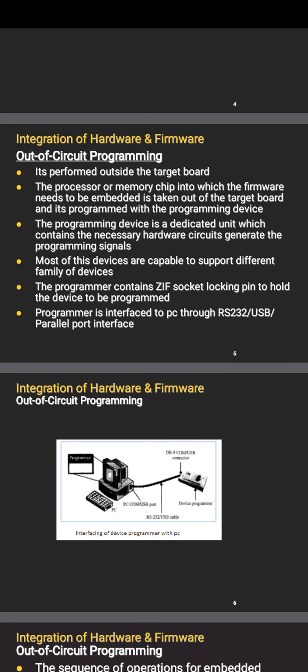The software which we need to embed into the hardware is inside this computer, and this computer and the programming device are connected by means of an RS-232C cable or a USB cable, or it can be a parallel port cable. Any cables can be used for the connection between the computer and the programming device. This programming device can support almost all family of devices that can be connected with it. With the help of the programming device only, we are embedding the firmware into the IC.